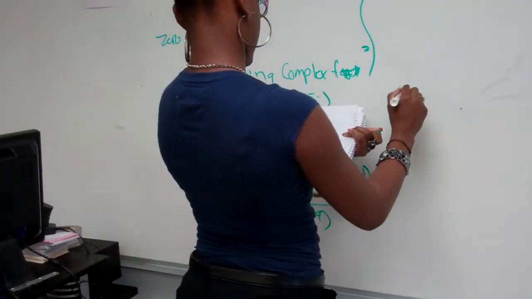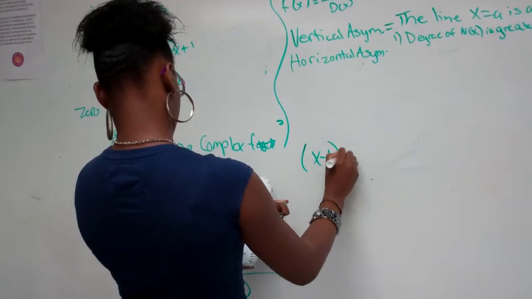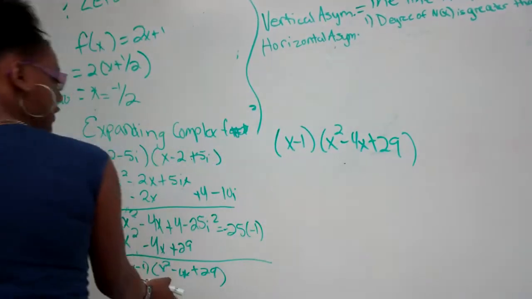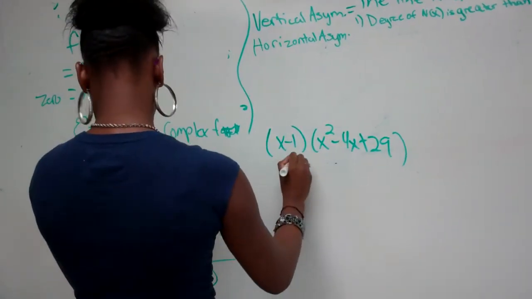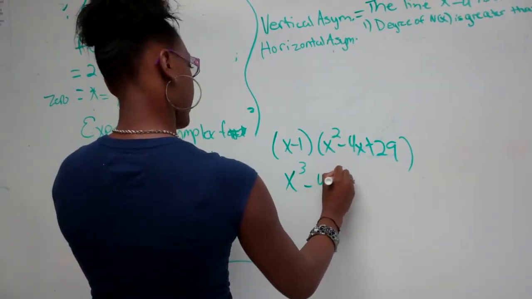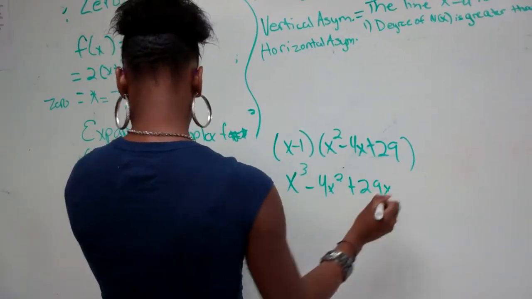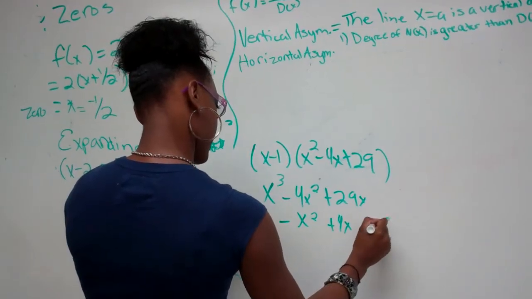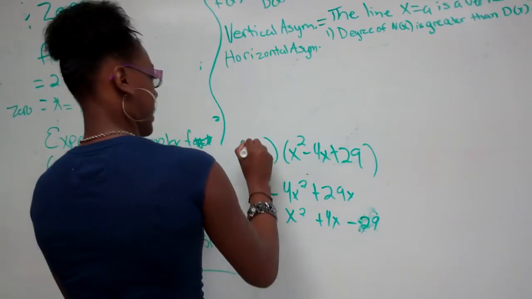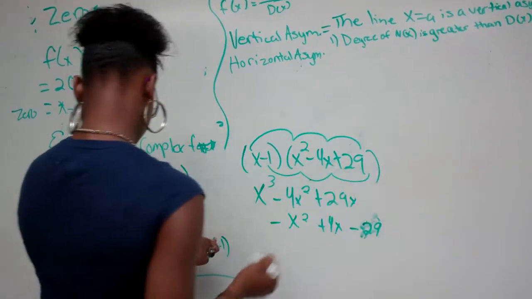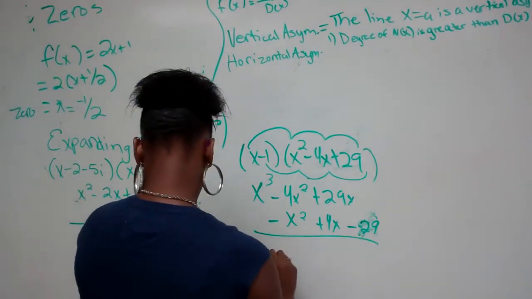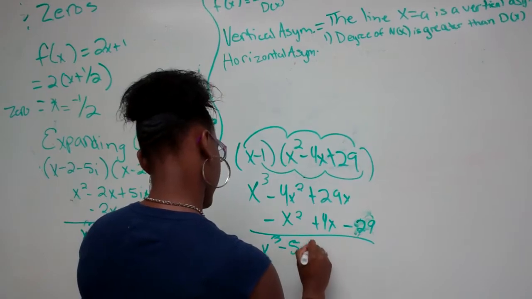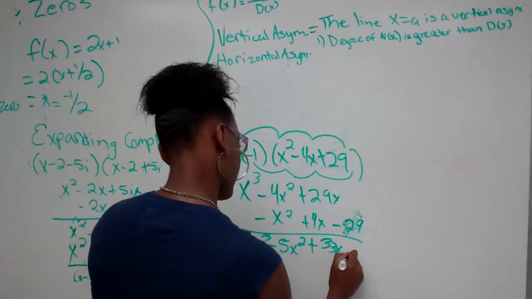We'll move over here. So I just moved this problem over here. And then you do x cubed minus 4x squared plus 29x minus x squared plus 4x minus 29. That came by just multiplying. And that gives you x cubed minus 5x squared plus 33x minus 29.